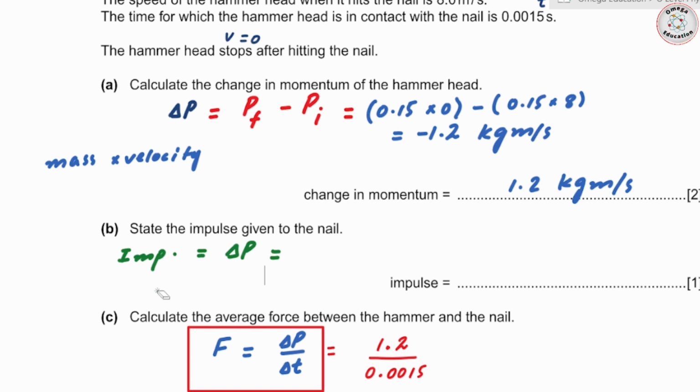Impulse. It's not important. Some of you students will read it as important, so I better write impulse. Impulse equals delta P, which is the change in momentum, and the change in momentum is 1.2. So you can write 1.2 kilogram meter per second or Newton second. Either of the units can be written. A better practice is with impulse write Newton second.